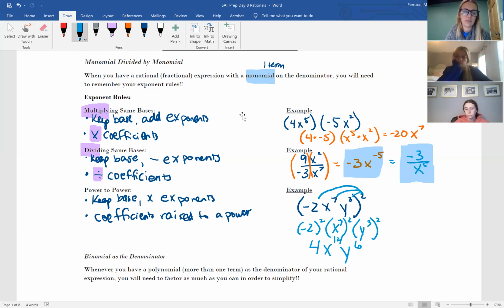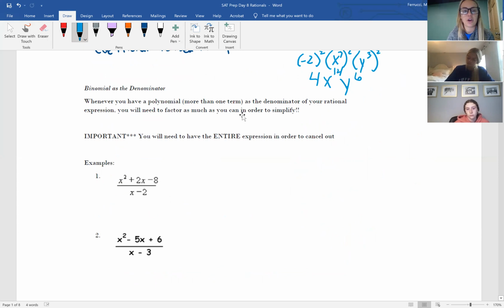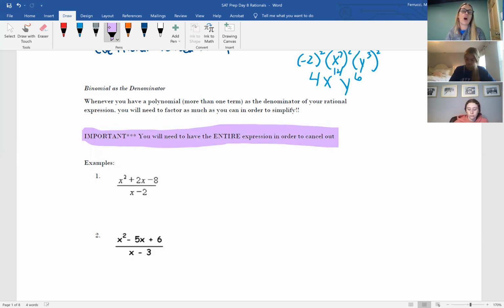Okay, now, let's say we have a binomial as the denominator. So whenever you have a polynomial, meaning more than one term, as the denominator of your rational expression, you will need to factor as much as you can in order to simplify. So this is really important here. For this, you need to have the entire expression in order to cancel out.